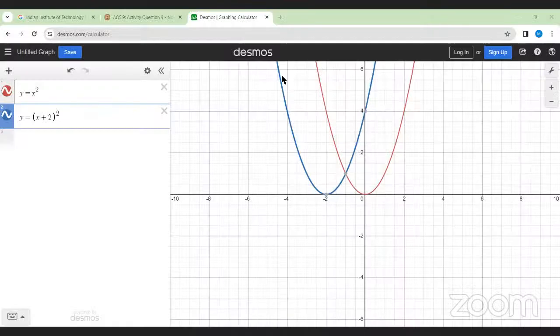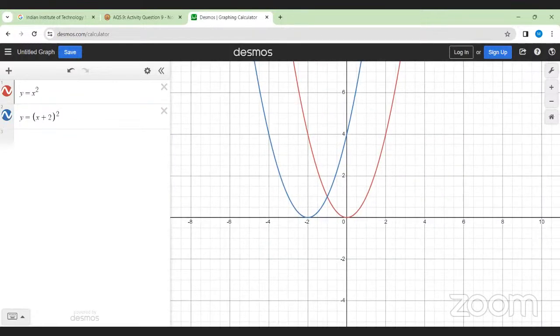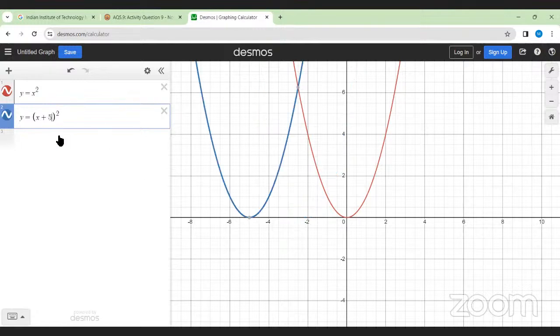Now you are able to see this screen, right? Here, this red one is the graph of y is equal to x square, and I am adding 2 units in the x coordinate. So the graph is shifting to the left. If I make it 5, it will shift more to the left.